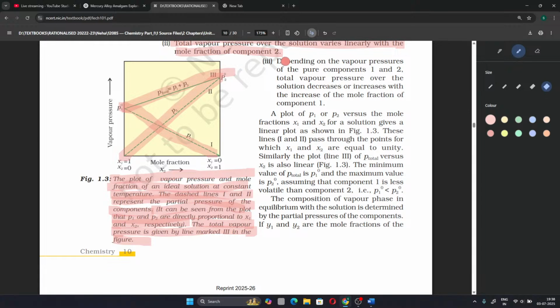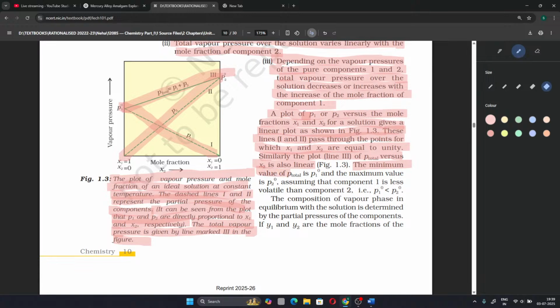Okay, the third one we understand from Raoult's law is depending on the vapor pressures of the pure components 1 and 2, total vapor pressure over the solution decreases or increases with the increase of the mole fraction of component 1. A plot of P1 or P2 versus the mole fraction chi1 and chi2 gives a linear plot as shown in figure 1.3. These lines 1 and 2 pass through the points for which chi1 and chi2 are equal to unity. Similarly, the plot line 3 of P total versus chi2 is also linear. As I described the graph, they are also describing it once again.